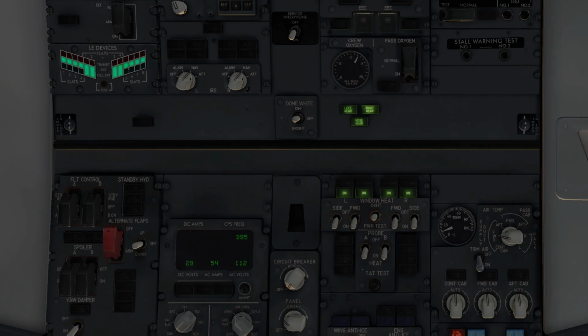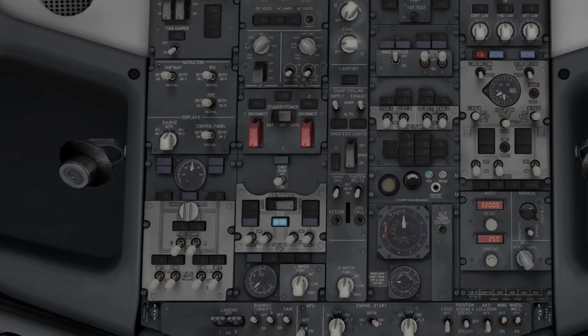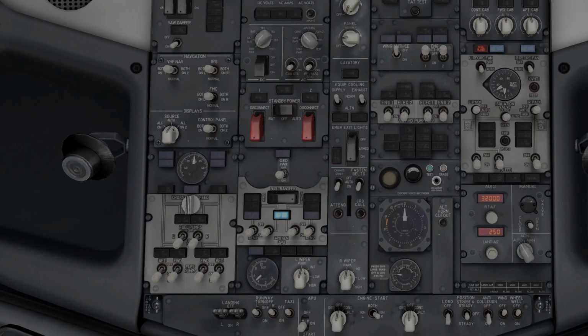Isolation valve to auto, packs on. So the temperature is decreasing very rapidly. That is not really realistic. And it will go from 10 to 20 in 2 minutes. Okay, we are now ready for the taxi. Taxi lights on. Wing lights on, APU off.